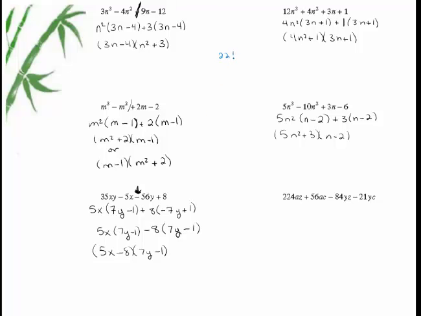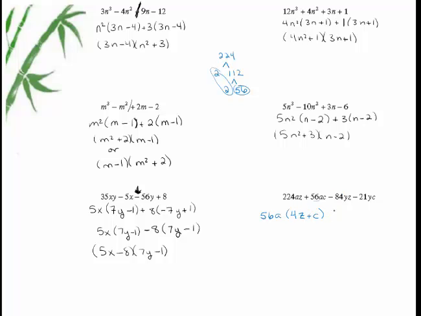So I'm going to factor 224, which is going to give me 2 times 112, which is going to give me 2 times 56. And as soon as I get here, I say, okay, 56, 56. So I know I can factor out a 56. And then I have an a in common. Well, if I take the 56 out, I have 4 left. So 4z plus c.